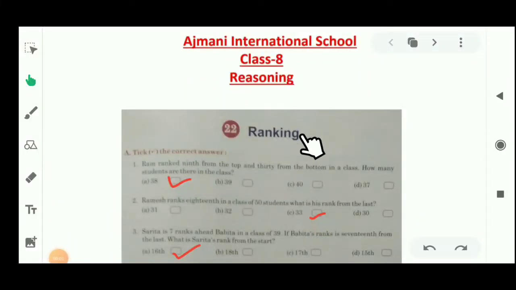Hello students, today I will start chapter number 22 of your reasoning book. Let's see the question number 1.